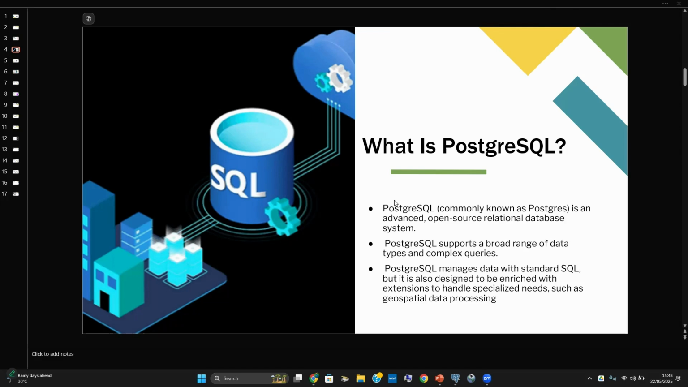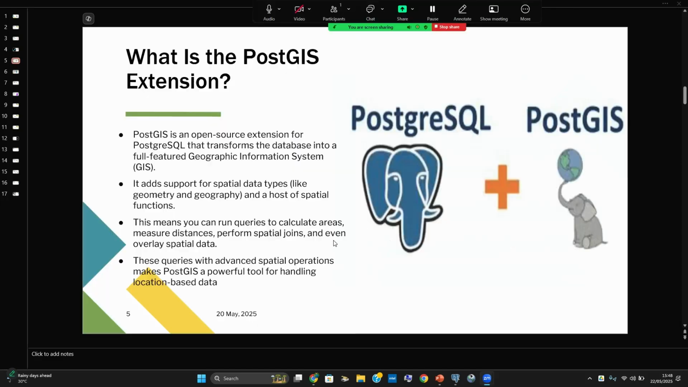And that is what brings us to the PostGIS extension. So, first of all, PostGIS is an open source extension for Postgres, all right? And it transforms that database into a full-featured GIS. What is GIS? A full-featured geographic information system, right? So it adds support for spatial data types, like obviously those that are geometrically based and those that are geographically based, right?